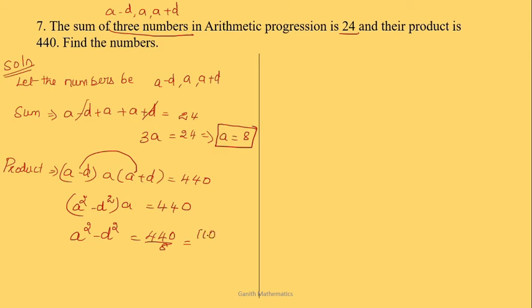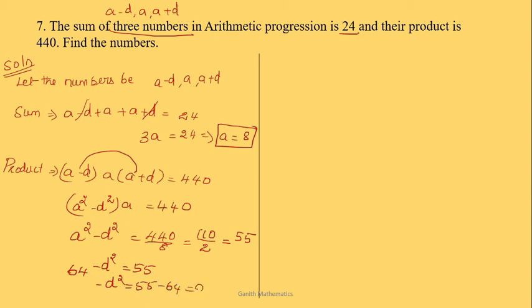Sorry, 110 by 2. If I cancel out the numerator with 4, that will be 110, and the denominator with 4, then it will be 2. So this will be 55. We know that A square is also 8 square, right? So 8 square will be 64 minus D square is equal to 55. So minus D square is equal to 55 minus 64.